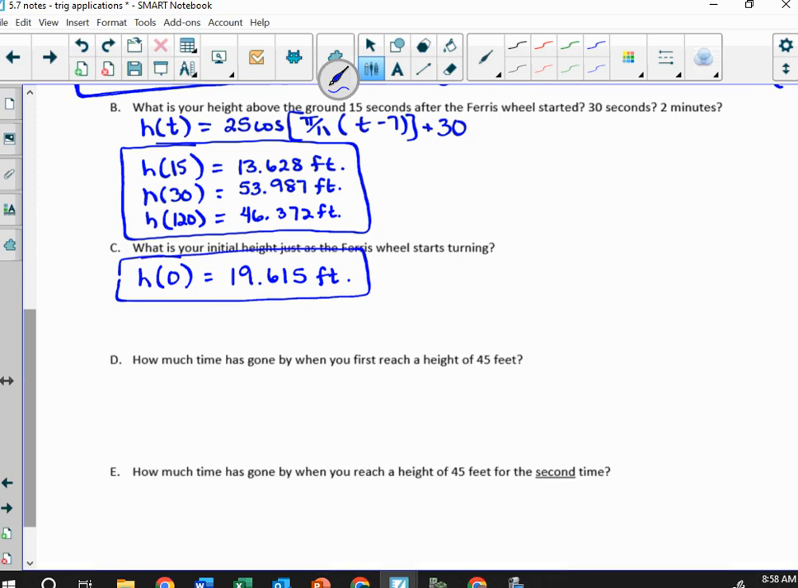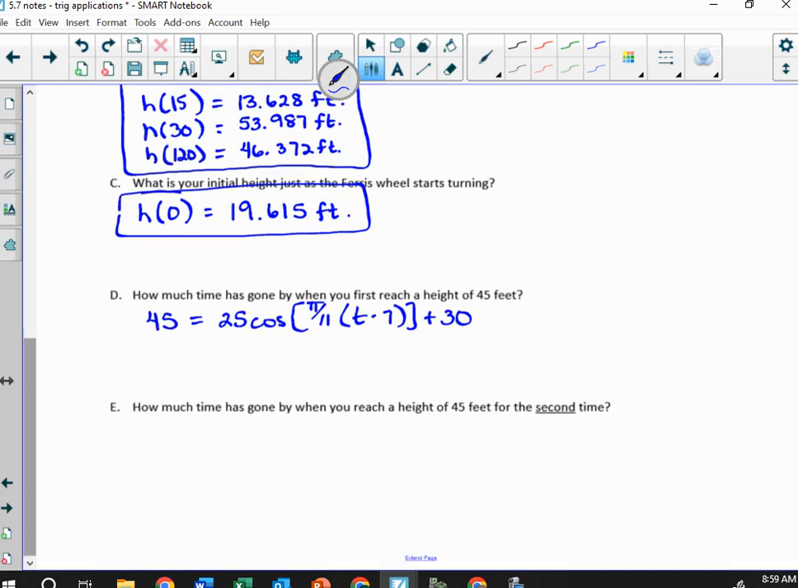Okay, letter D then. How much time has gone by when you first reach a height of 45 feet? So don't write this part down, guys. You could write, okay, the height 45 equals 25 cosine pi over 11 t minus 7 plus 30, and then algebraically solve for t. Does that look very pleasant to solve for? No, and there's stuff in there that you'd need to solve it that you don't actually know yet. So I would not ask you to solve that algebraically at this point.